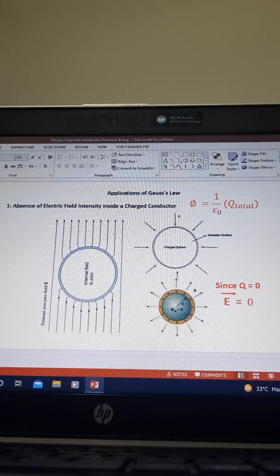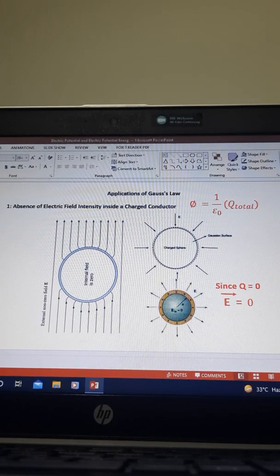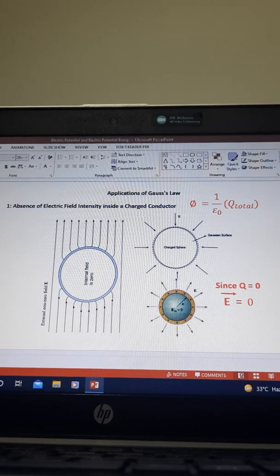Assalamu alaikum students. This lecture is about the third application of Gauss's law, that is the calculation of the electric field between two oppositely charged parallel plates.